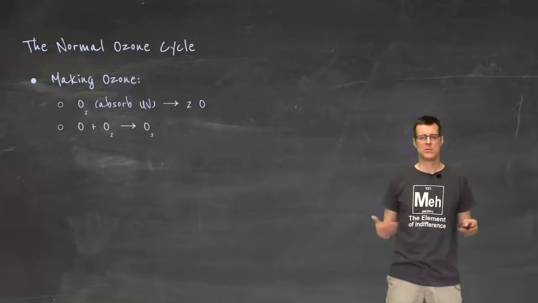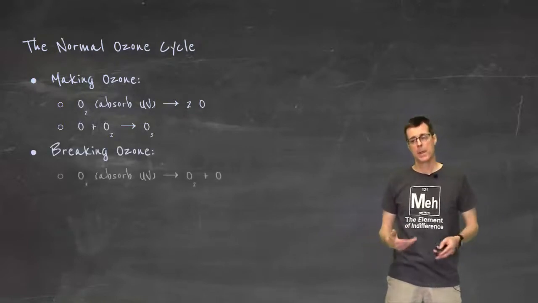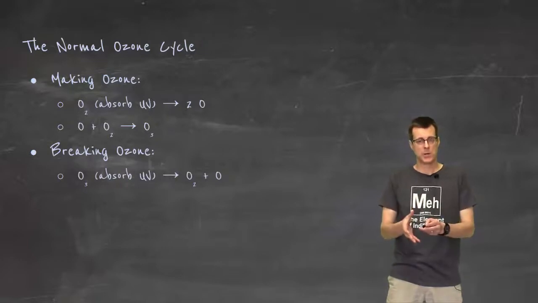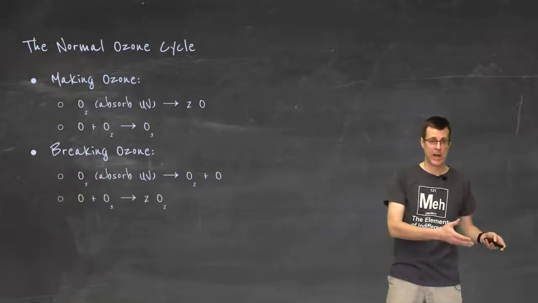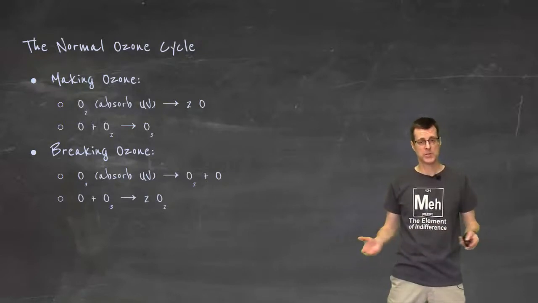So that's making ozone. That's how we get it. Well, part of ozone's job is to be broken. Ozone can absorb ultraviolet light and make oxygen molecules and oxygen atoms, and then one of those oxygen atoms could also react with an ozone molecule to make 2 molecules of oxygen.